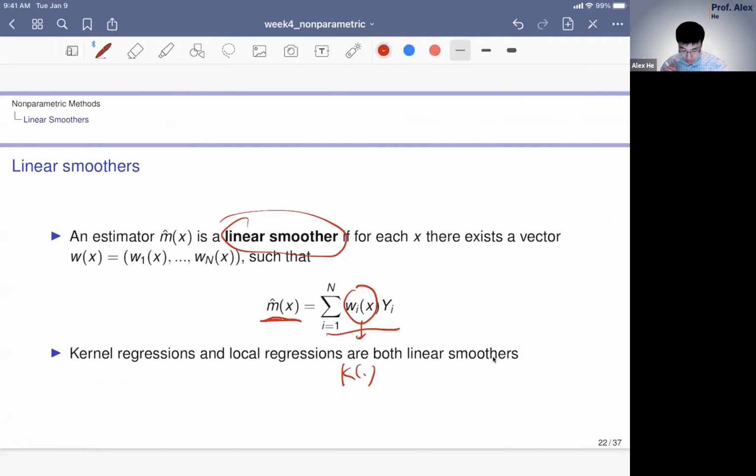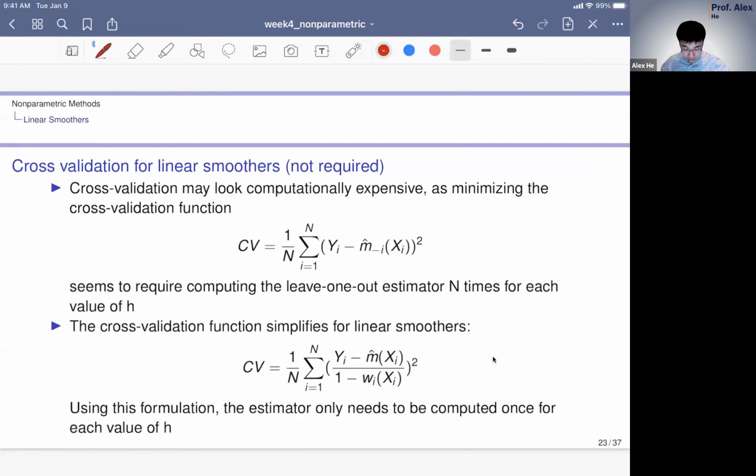So all of these are linear smoothers. And for linear smokers, we have a great thing: this cross-validation statistic that we just talked about, where you estimate the leave-one-out prediction for this x and calculate the difference between that and the real y, is just equal to this. Okay, so what is this? You have yi minus the predicted value. Notice that this is not m minus i anymore. This is just the m hat, which is the kernel regression you estimate using the whole data, not the leave-one-out data. And then in the denominator you have one minus the weight of that x. And these two things are equal to each other.